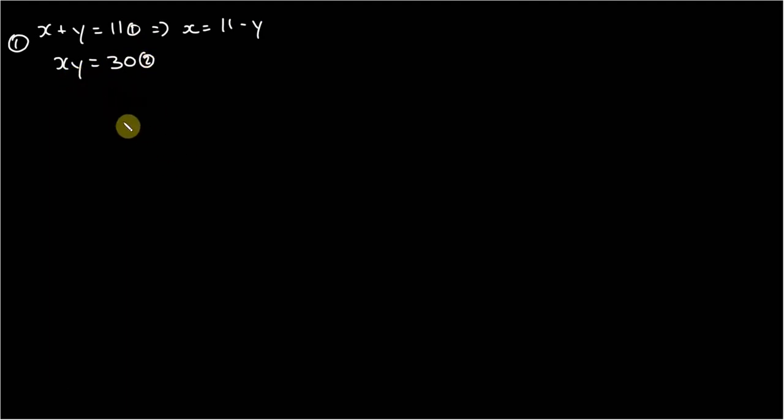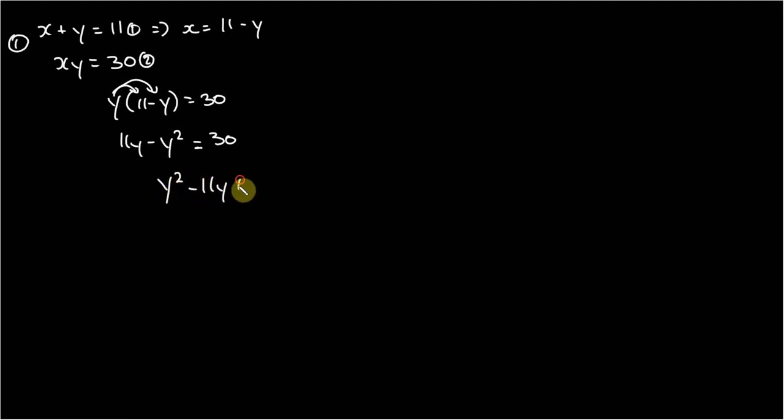In that case, we have y times 11 minus y equals 30. And then we're just going to use the distributive property, and so we have 11y minus y squared equals 30. Now I'm just going to rearrange this by adding y squared to both sides and subtracting 11y from both sides, just to make it a little bit more neat to look at. So we're going to have y squared minus 11y plus 30 equals 0.